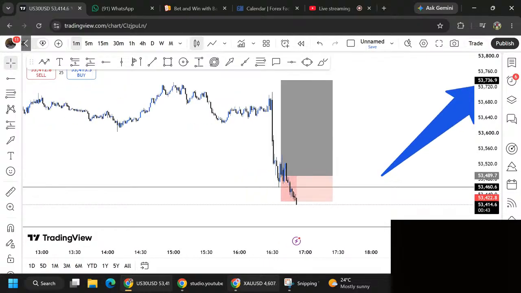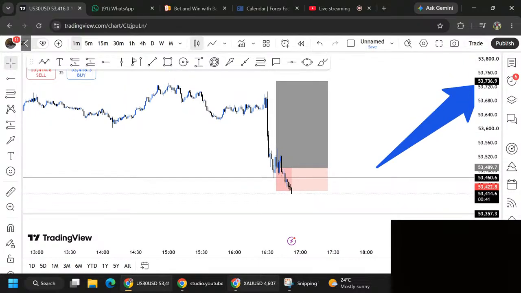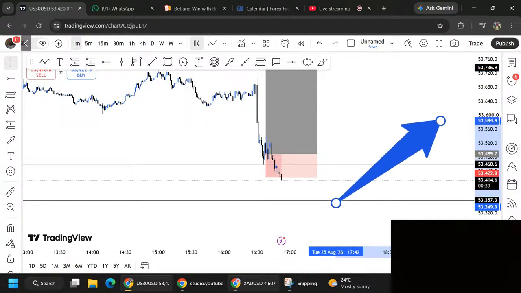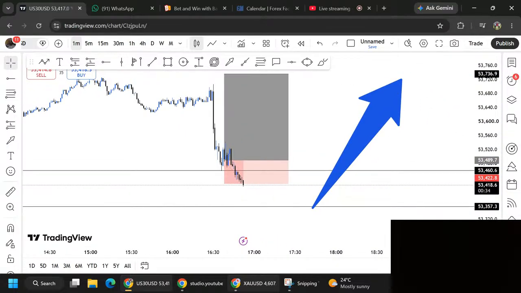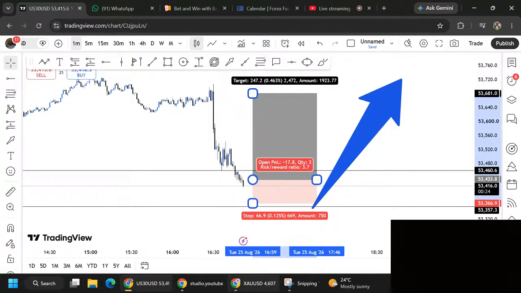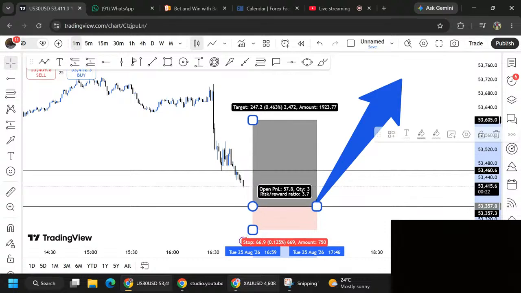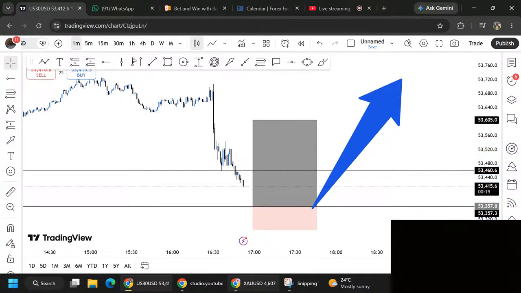So I stopped out on the first entry. I'll be waiting for another entry at this zone here. So let's be patient and wait for that zone.